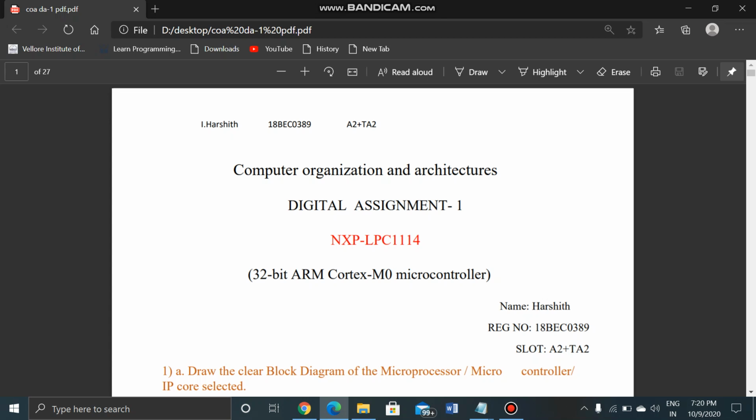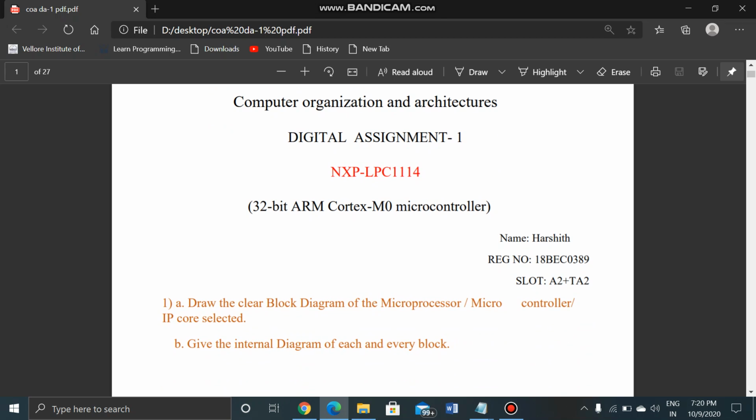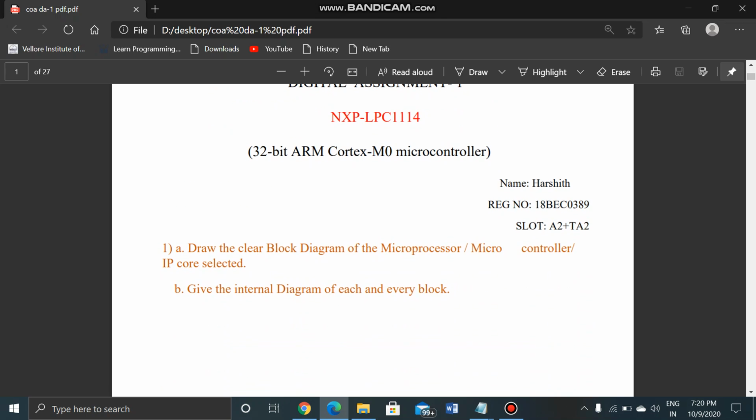I'm Harshit. I will be explaining my digital assignment one. I have chosen a 32-bit microcontroller, the NXP LPC1114, which is manufactured by Philips. Coming to the first question, it is about the block diagram of the microcontroller.